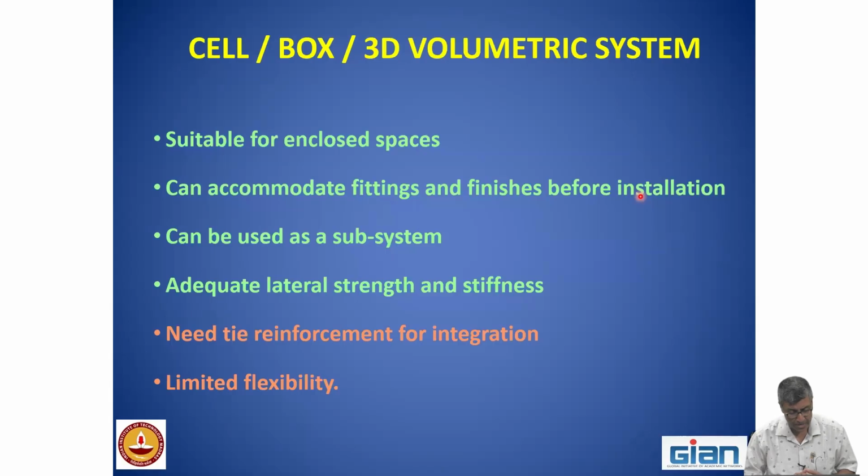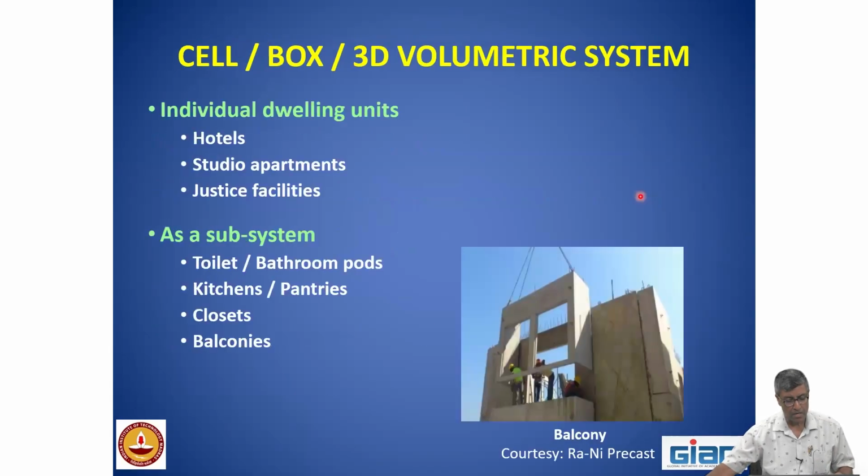It can be used as a subsystem, so that within a frame building you can use this volumetric system in certain locations, and it provides adequate lateral strength and stiffness. However, it needs tie reinforcement for integration, and here also we have limited flexibility. You cannot go on changing the usable space. These are used in hotels, studio apartments, and justice facilities, meaning jails. As a subsystem, it can be used in bathroom pods, kitchens, closets, and balconies.